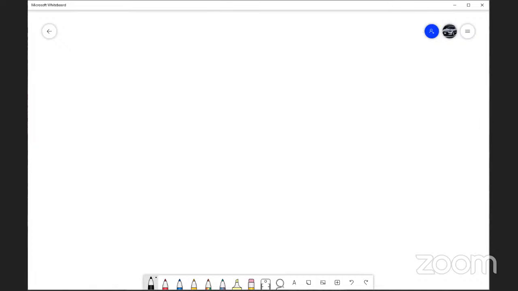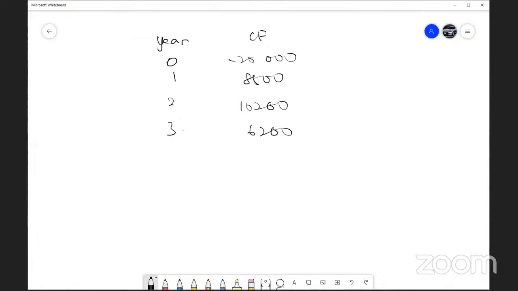Okay, so they tell you the cash flow is negative 20,000. Let me write it out. Year 0, 1, 2, and 3. So the cash flow is negative 20,000, 8,500, 10,200, 6,200.